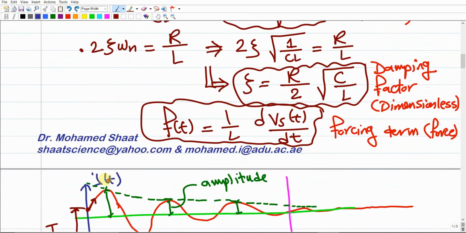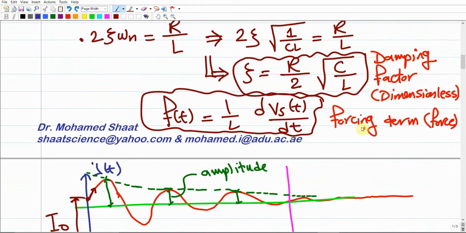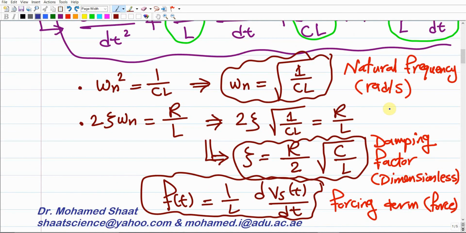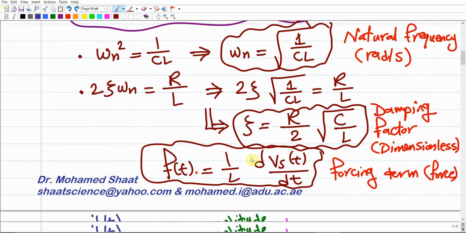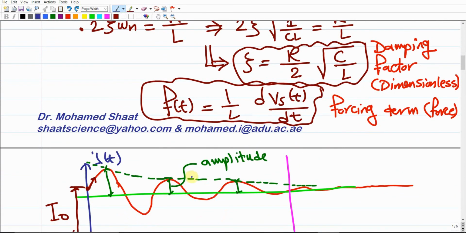If this wave represents a current, we say that this is the natural frequency of changing the current over time. If this wave represents something else, this is the speed of changing that something else over time. Okay? If it is high, it means that it's going to change over time very quickly. If it is low, it means that the wave function changes its shape over time very slowly. Make sense? How about the damping factor, as we mentioned?